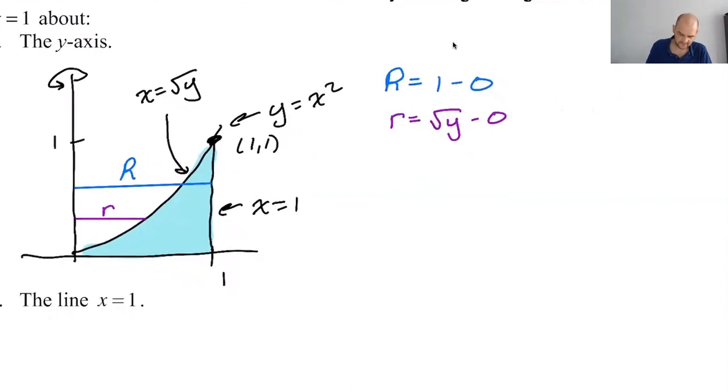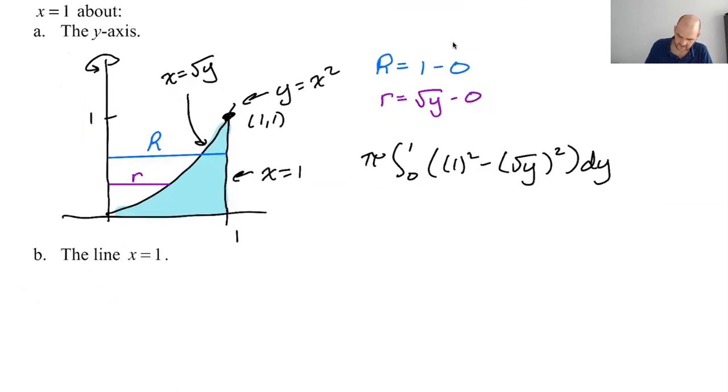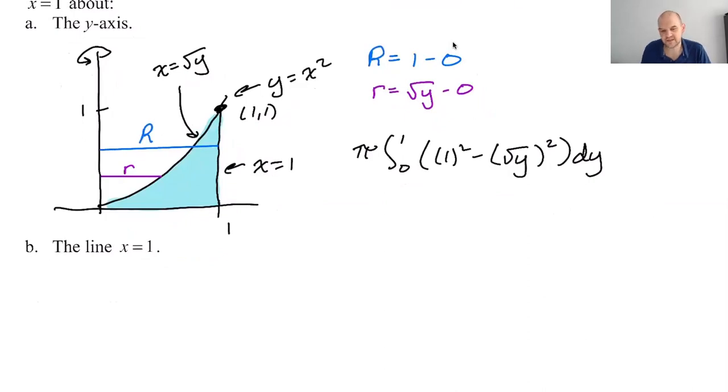Okay, so now, since we're going around a vertical axis, we need to use y values as our bounds. So we're going to get pi, the integral where the y value starts at 0, and then the y value stops at 1. So we're going from 0 to 1, and it's going to be the big radius squared minus the little radius squared dy. That's it. That's going to give us our volume. And I am going to get that on a calculator in a couple of minutes.